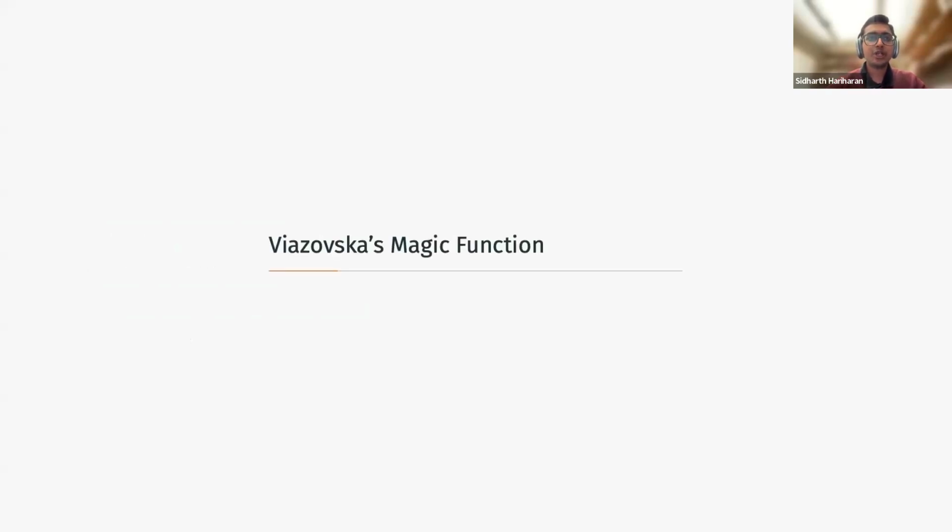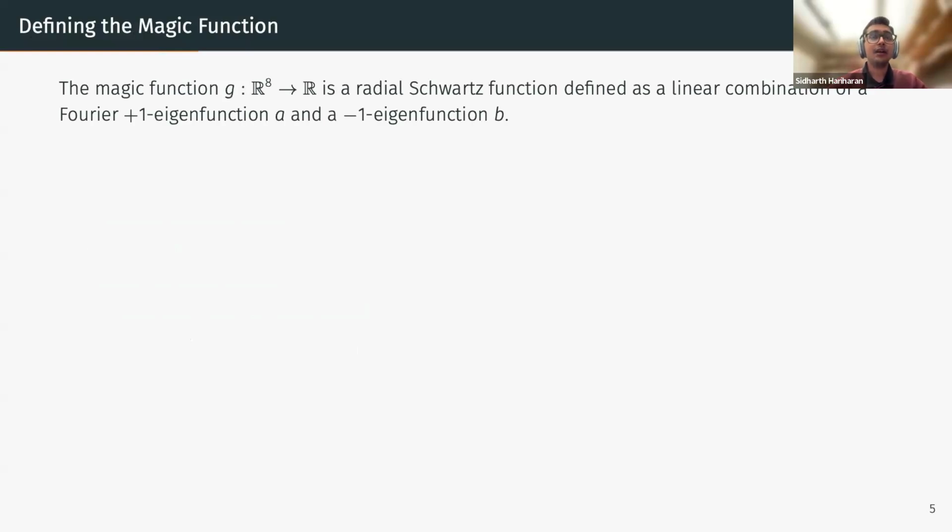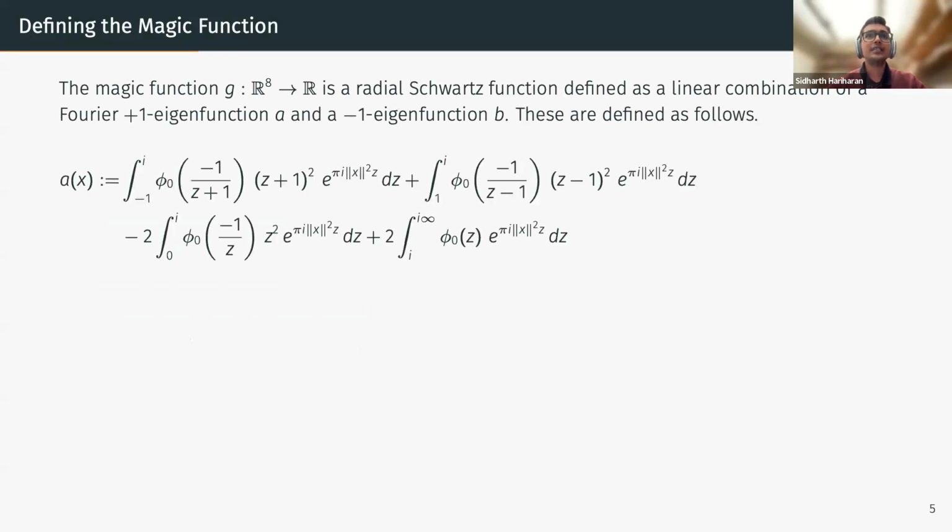So a little bit about the magic function. If we have to define the magic function, it's a radial Schwarz function. So it only depends on the norm of a vector, and it's smooth and rapidly decaying. And it's defined as a linear combination of a function A whose Fourier transform is itself and a function B whose Fourier transform is its negative. These functions are defined as follows.